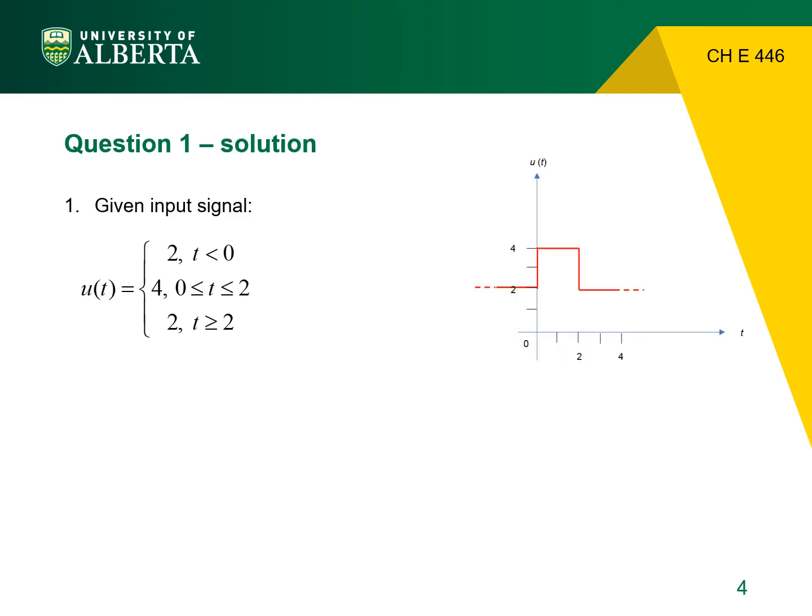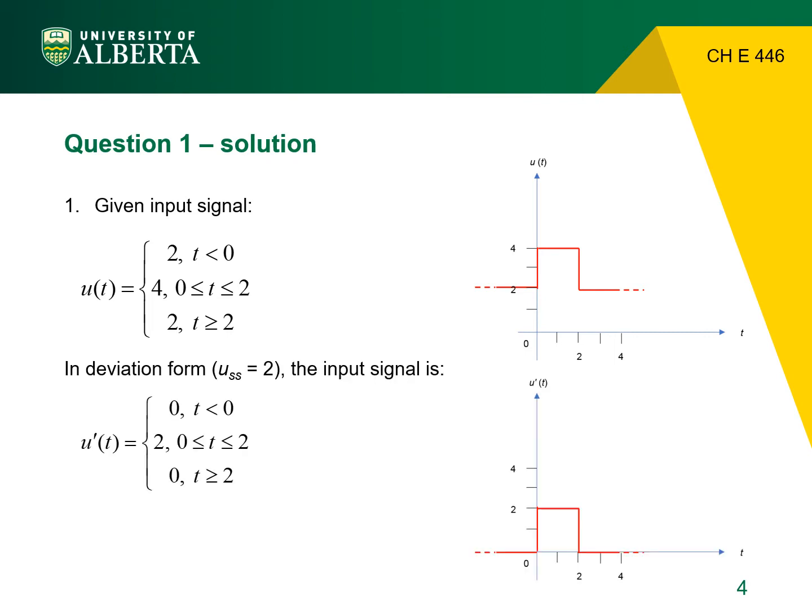In order to solve for the response of the system, that is y of t, we start with the given input signal u of t. The signal can be represented by the figure shown. In order to convert the signal to its deviation form, we subtract the steady state value of the signal from u of t. Therefore, the signal in deviation form is given by u prime of t, represented by the second figure.